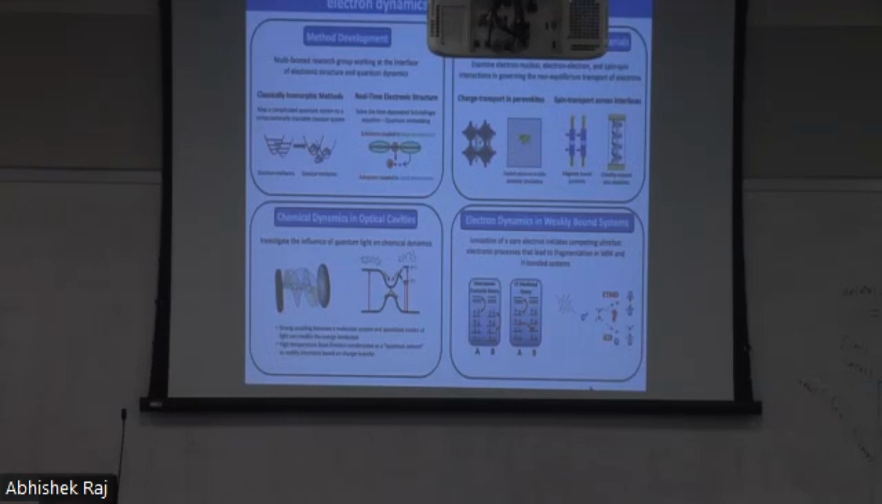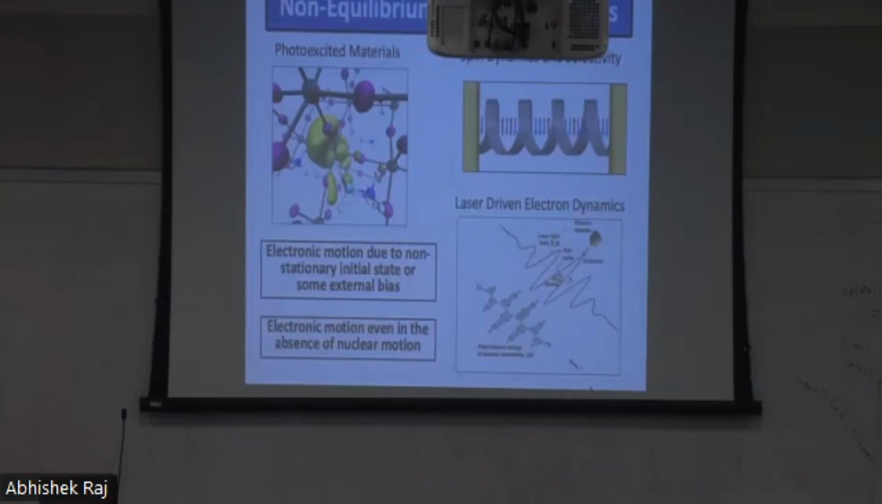But what I am going to talk about more specifically today is non-equilibrium electron dynamics. So what do I mean by this? Non-equilibrium electron dynamics is electronic motion that's induced either due to some non-stationary initial state, so I'm not initialized to some kind of Born-Oppenheimer state, or because I have some external bias driving my electronic system. That's what we mean by non-equilibrium. Either I'm starting in a funky initial state, or I have some external bias.